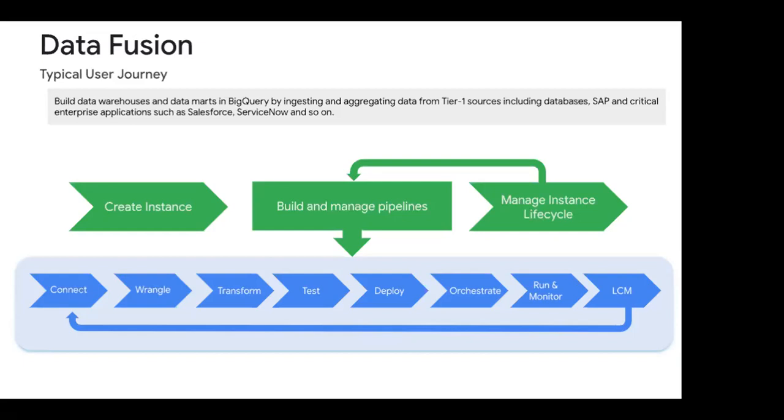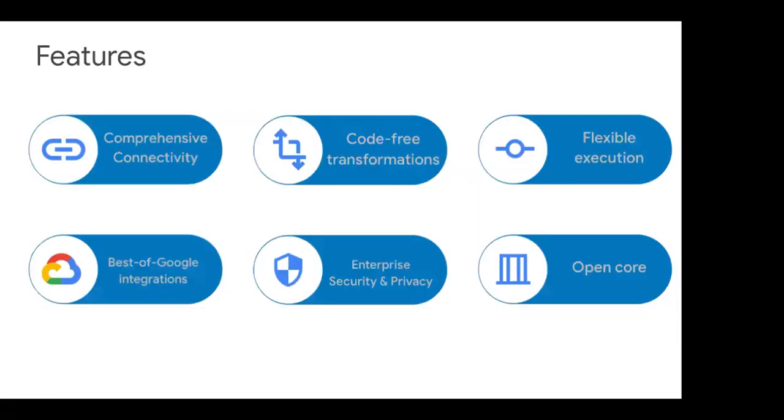So under the covers, you establish a connection. I'm building a pipeline pulling information from SAP. So I will establish a connection. I get a table, I get information in what's available. The data is in raw format. I will wrangle that data, pick the right columns that I need to utilize for my transformation, test it, deploy it. You can orchestrate it using either Google Cloud Composer or any tool of your choice. Run and monitor, and we give you the utilities to do lifecycle management.